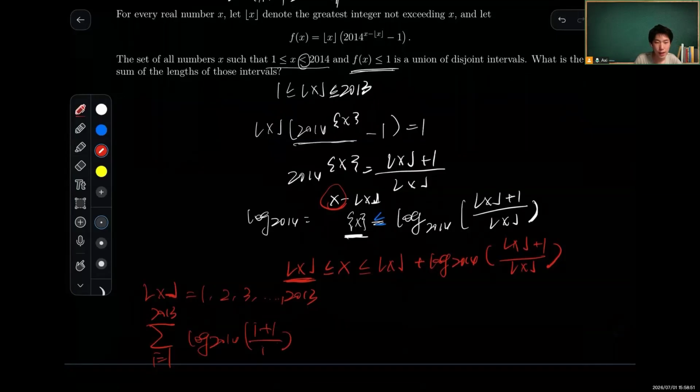And now, the last part of the calculation is down to you. Do it yourself. This thing, remember the product to sum rule. We reverse that sum to product rule. We get this is actually log base 2014 of 2014, which is exactly equal to 1. How fascinating. Such a complex function reduced to 1.